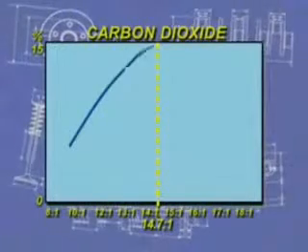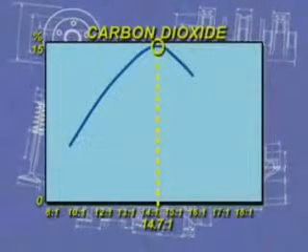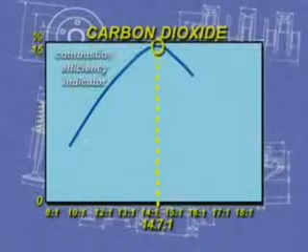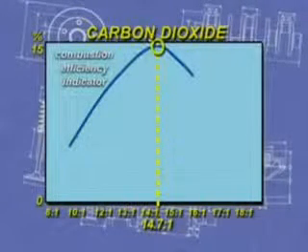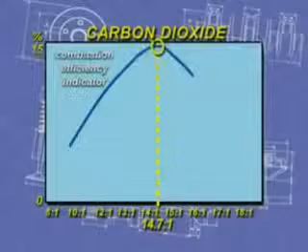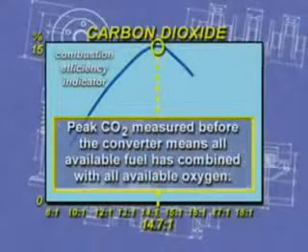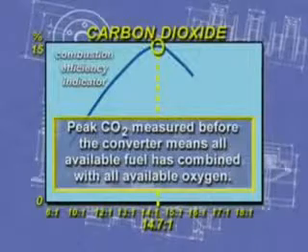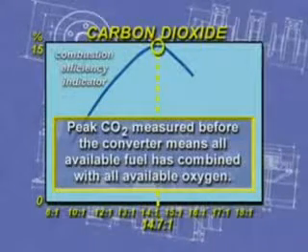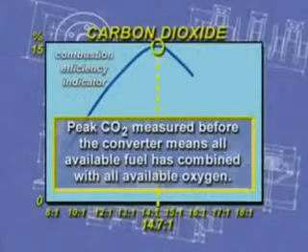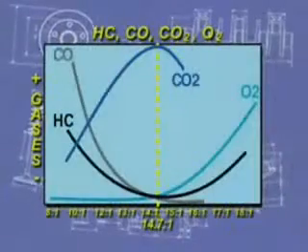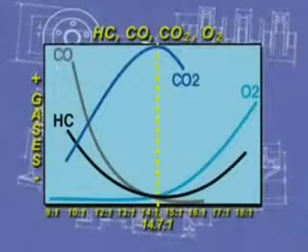Carbon dioxide reaches its highest level at the stoichiometric point, which is why CO2 is used as an indicator of combustion efficiency. Peak CO2 measured before the converter means that all of the available fuel has combined with all of the available oxygen. Here's a look at how the gases interact at the stoichiometric point.